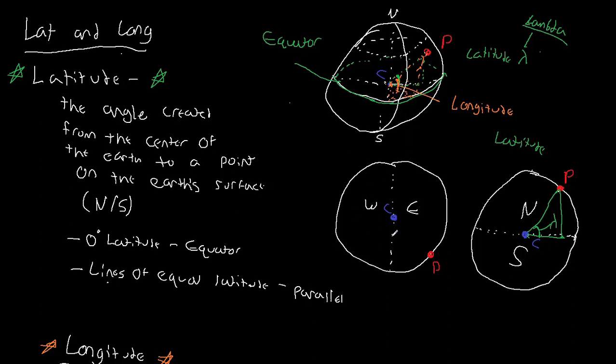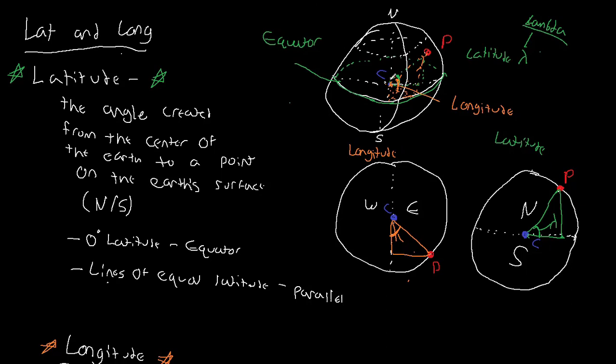So this, again, would be what we would call the line of 0 longitude, which we'll talk about in just a second. But the longitude of this point P is going to be the angle from the center of the Earth relative to this 0 degree line. So this right here, this is going to be our longitude.